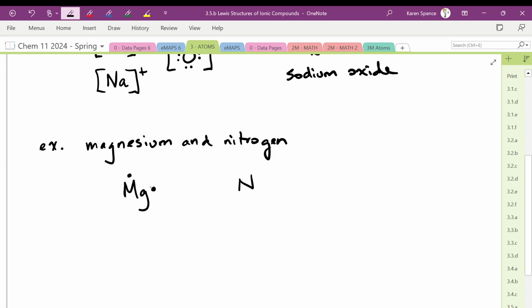It's in group 15, so it has 1, 2, 3, 4, 5. So how many gaps are in the nitrogen's shell? 3 gaps. 1, 2, 3. I can draw them or not as I choose. Okay, up to you whether you do or not.